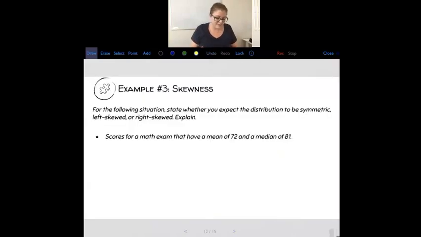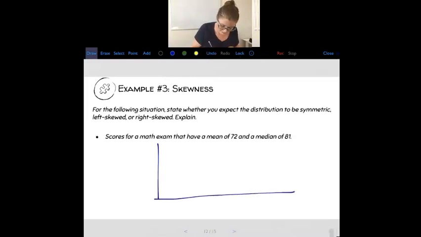Okay. So example 3, dealing with skewness. Taking the mean and the median of a data set, you can usually determine how the data would be skewed. For the following situation, state whether you expect the distribution to be symmetric, left skewed, or right skewed. Scores for a math exam that have a mean of 72 and a median of 81. What I would do is I would first draw this out. I'm just going to put 72 and 81 here. Here's our mean and here's our median.